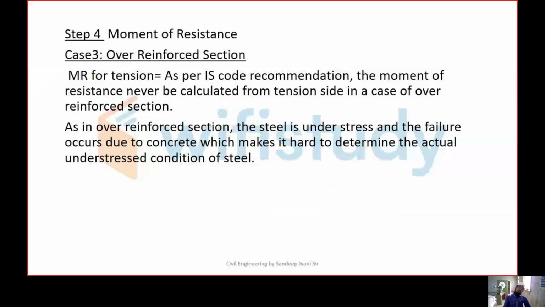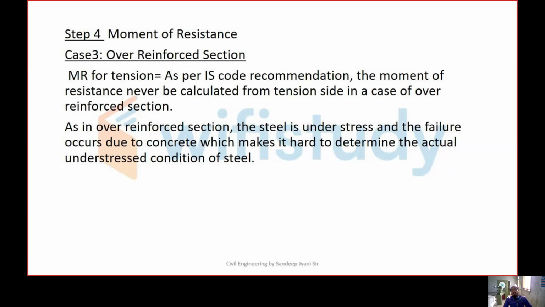In the case of an over reinforced section, we never calculate the moment of resistance for tension. Because tension will be carried by what? Tension will be carried by steel only. Because steel is a ductile material, the moment of resistance will be minimal. That's why the moment of resistance for tension is neglected, as in the over reinforced section the steel is under stress and the failure occurs due to the concrete only.